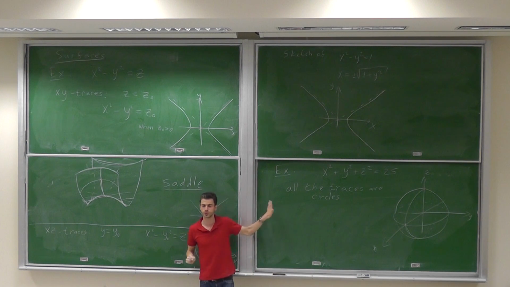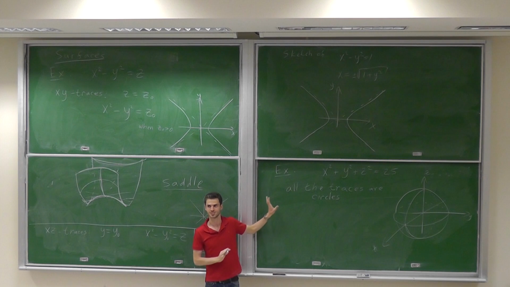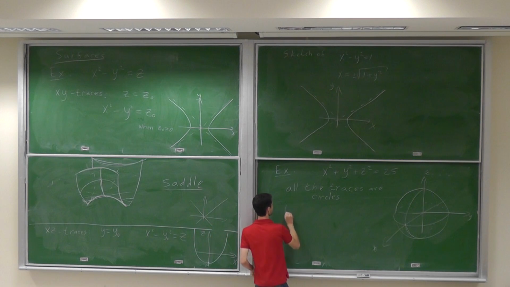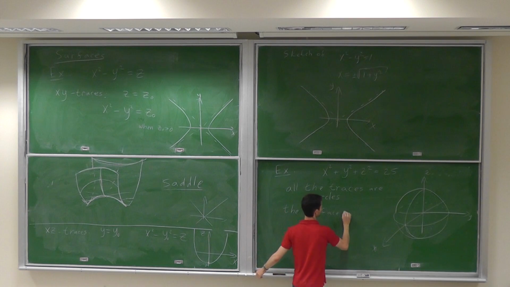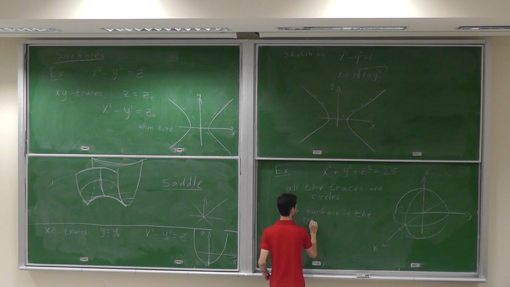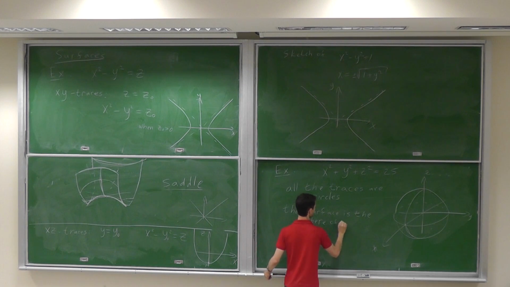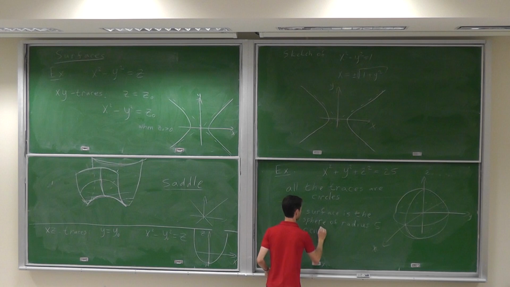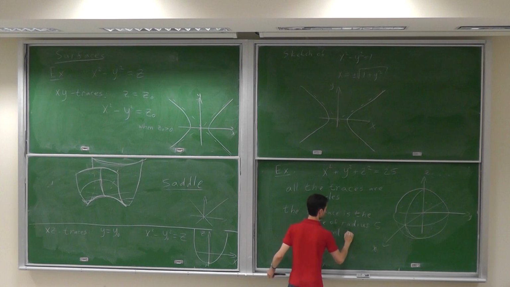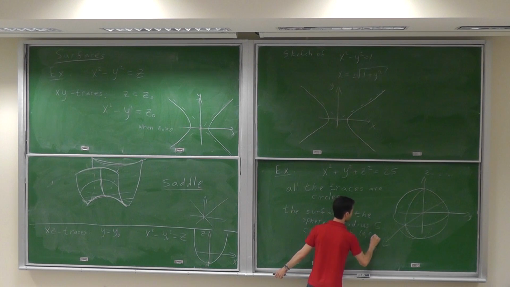I did not perform the computation. I leave it as an exercise. The shape, the surface, is a sphere, radius 5, center 0, 0, 0.